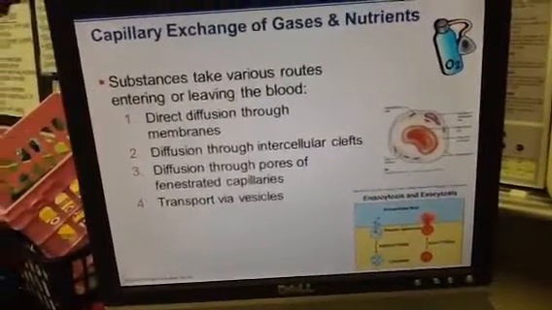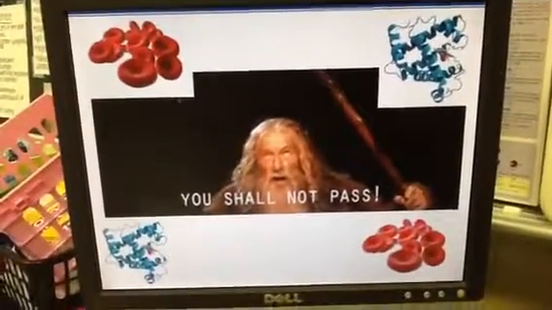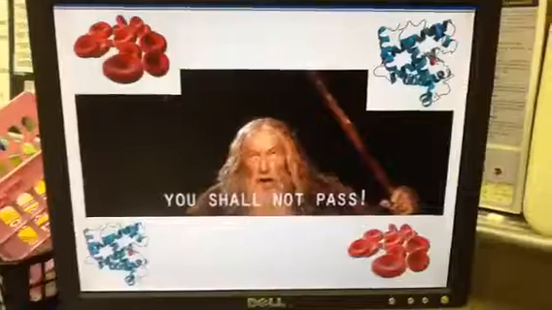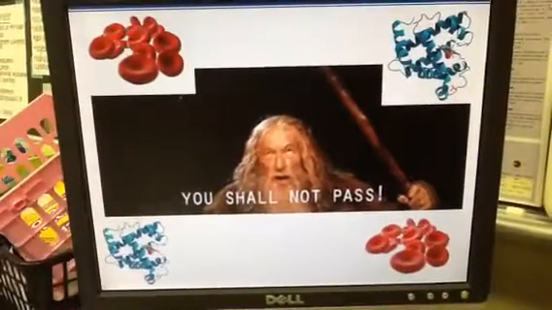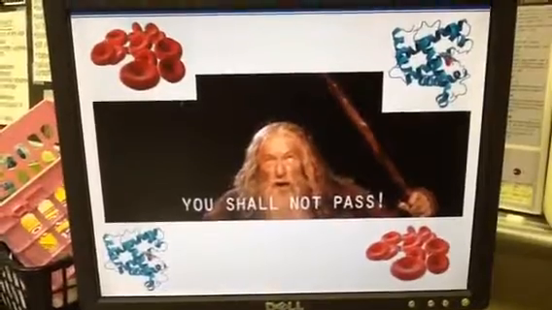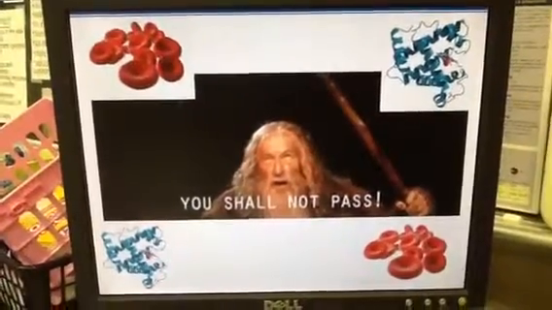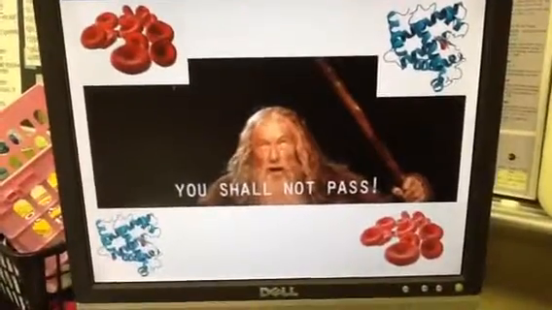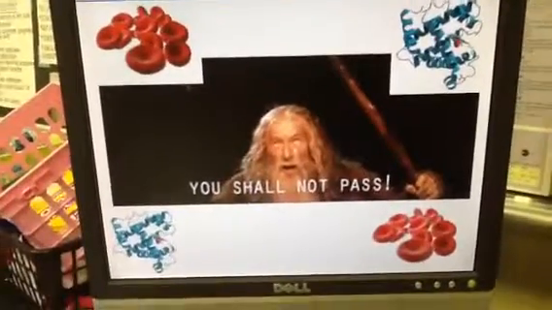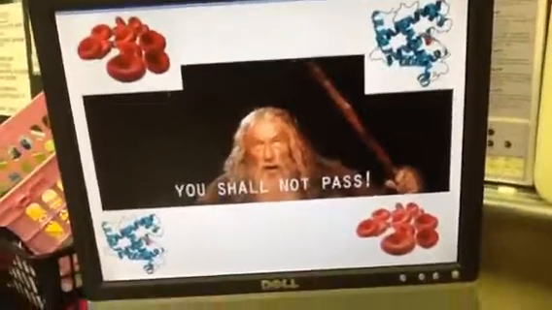And let me click here. And materials that can't pass through, if you remember Gandalf here, if you like Lord of the Rings, like I do, red blood cells are not going to be allowed to leave the capillaries. We don't want them to go, or proteins. So proteins are very large, complex structures, and we don't want them to get out of the blood. They need to stay there. So let's go.